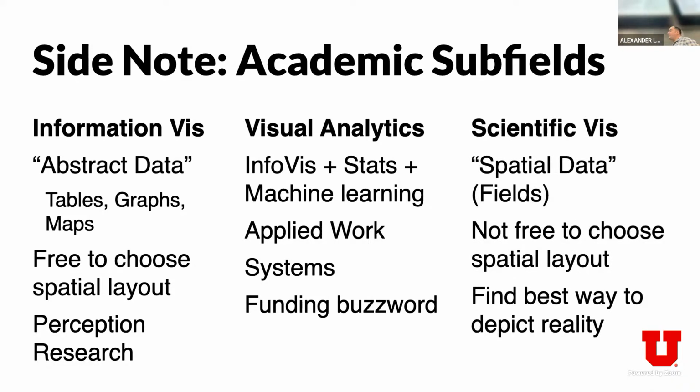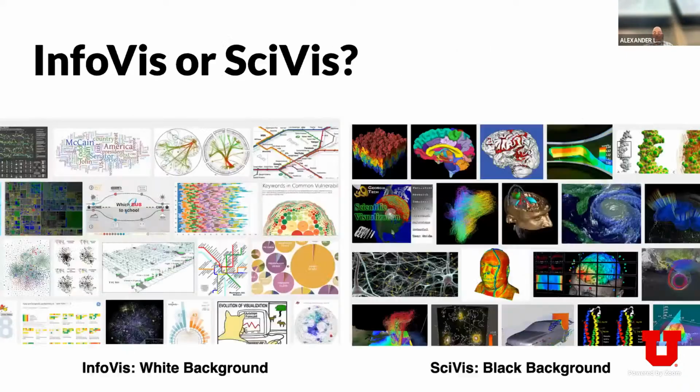The characteristic of scientific visualization is that typically you're not free to choose your spatial layout. You have the spatial data like an MRI scan, and you have to find the best way to depict this reality. Like what is a good ray tracing function? What is a good sampling function? What is a good storage and so on for that particular field or data set?